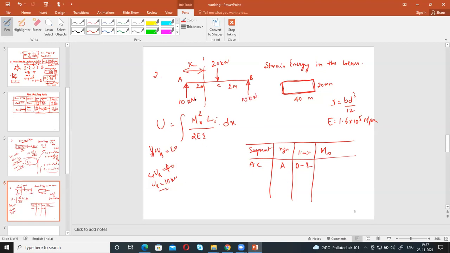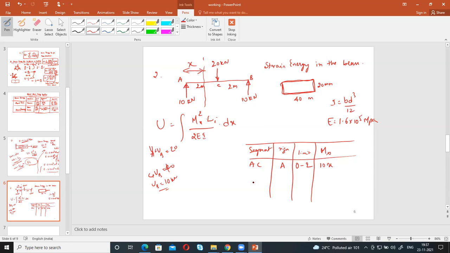So if you take moment, this is clockwise, left to right. What is the sign convention? Left to right. Positive or negative? Clockwise. Positive. 10 into X. Only that thing.